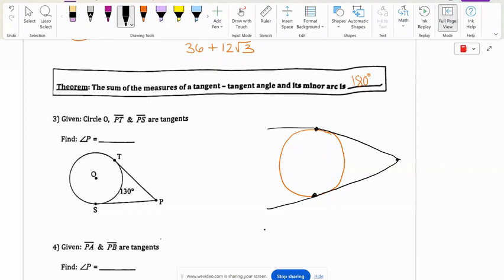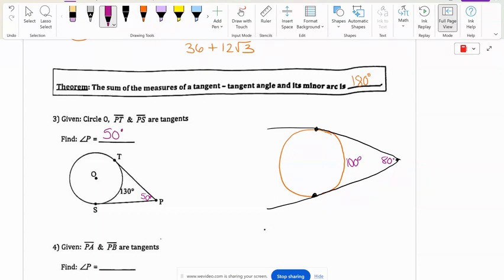So it's an outside angle, and each side of the angle only touches the circle in exactly one spot. This theorem is telling us that the tangent-tangent angle and the minor arc that it intercepts add up to 180 together. So for example, if this arc is 100, that means the angle is 80. Here, if arc TS is 130, angle P has to be 50.